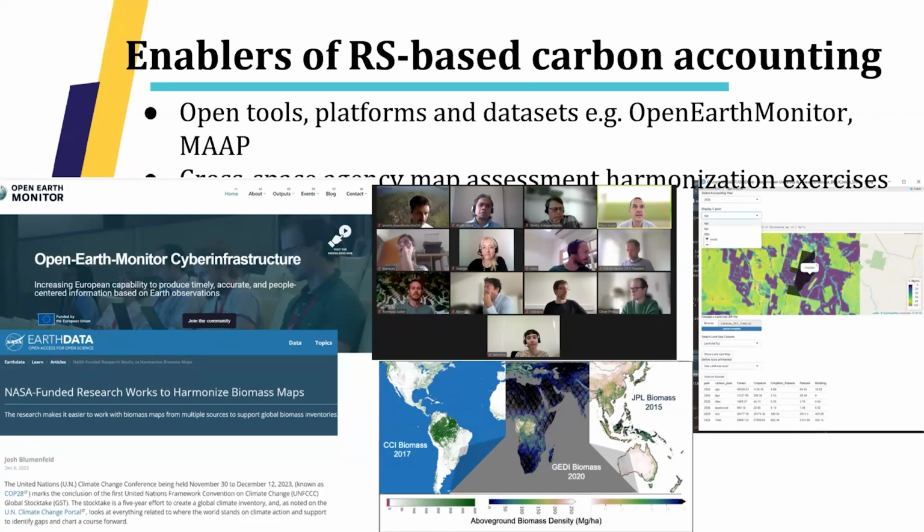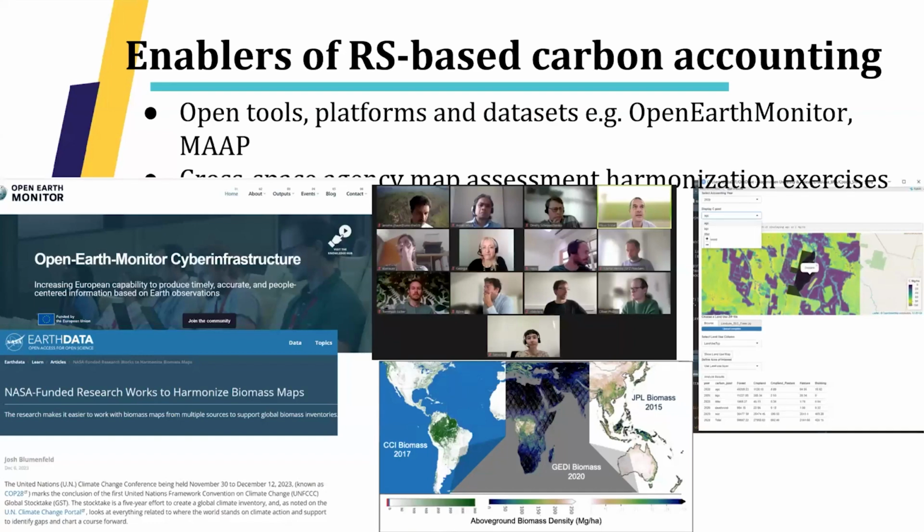You see map viewers, online map viewers where you can easily produce carbon accounts in a few clicks. You have computing engines designated for these purposes, system accounting. One is like this Open Earth Monitor. So I'm also part of this project in my postdoc. And also this exercise that's trying to harmonize the global maps to create a better one.